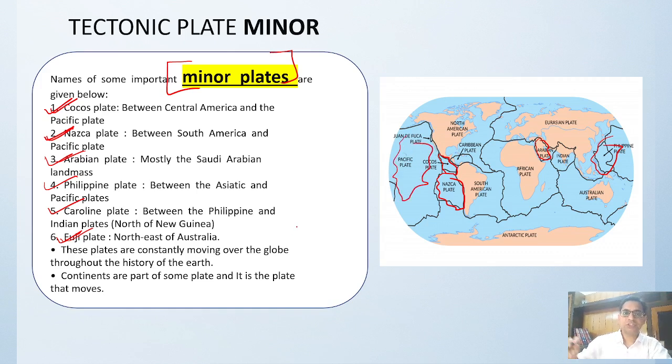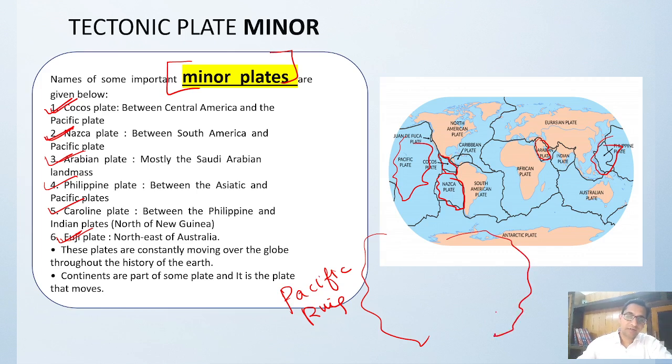So all these minor plates and major plates are moving and interacting, and wherever they are interacting, they are causing volcanic eruptions or earthquakes. We know the Pacific Ring of Fire, where the Pacific Ocean has a whole ring around it, right? Here maximum plates are meeting.